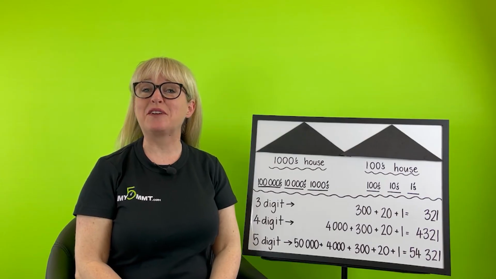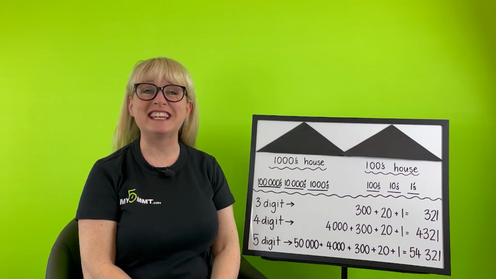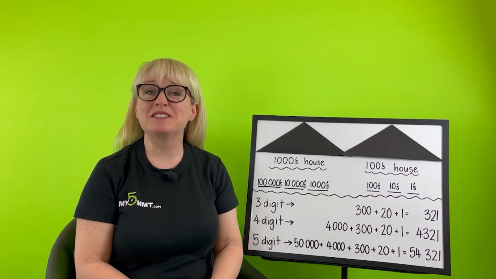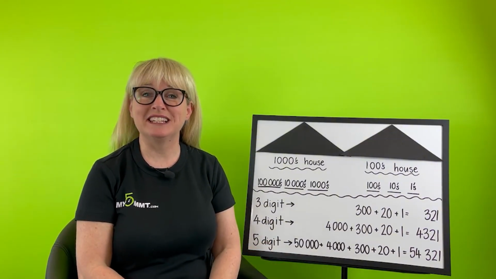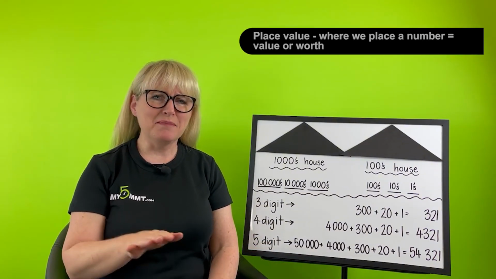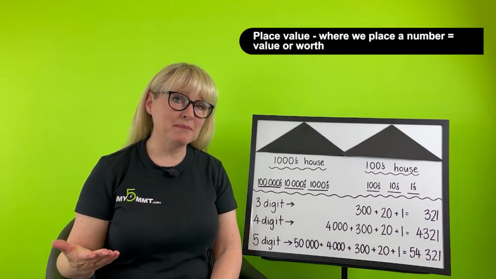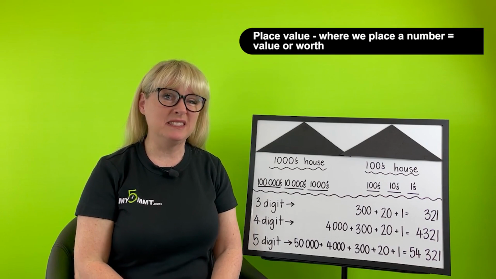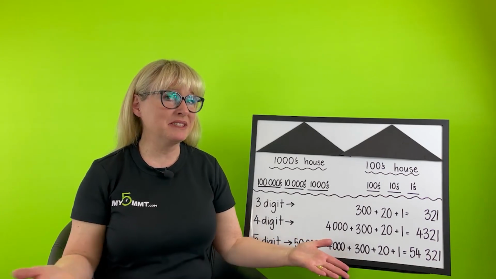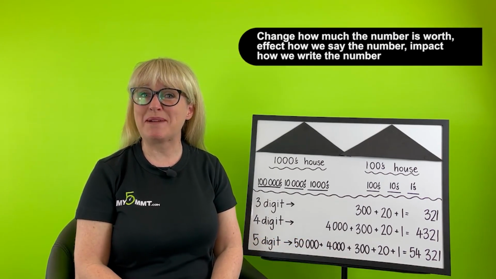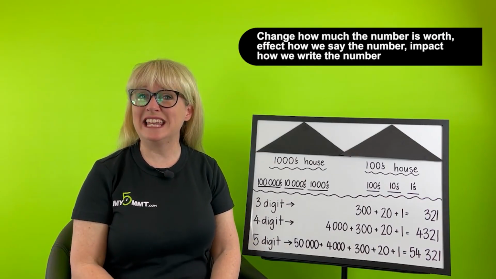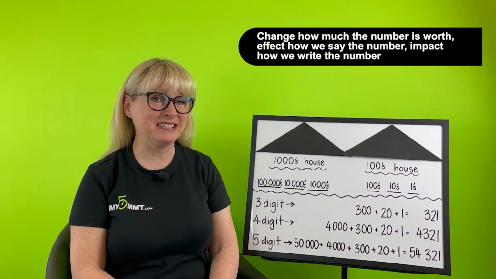This math summary focuses on place value of digits and expanded notation. Whenever we're looking at numbers of any size, we need to be really aware of place value. Place value means where we place a number gives it its value or worth. So we can place the same digit in several different positions. It's going to change how much it's worth. It's going to affect how we say it, and it's going to impact how we write that number down.